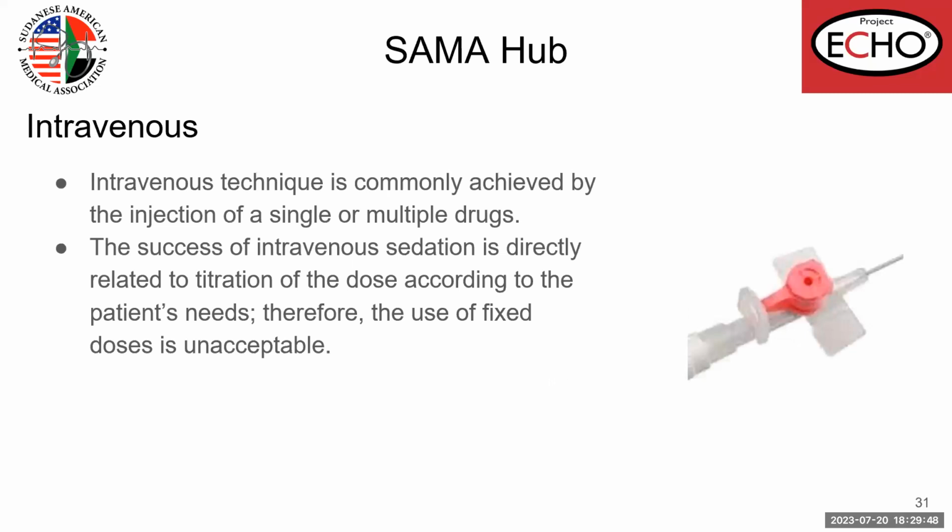And then the second route of administration is intravenous sedation. So the intravenous technique is commonly used by injection, and usually either a single drug, to be simple, or multiple combined drugs, a complex sedation. The success of intravenous sedation is directly related to titration. So it's not acceptable in intravenous sedation to give only one shot and that's it. Usually we give a very small shot and we wait and see how the child reacts. And if we feel that the child is not sedated enough, we give another shot of intravenous sedation. So we do titration. And this is one of the main advantages of intravenous sedation.